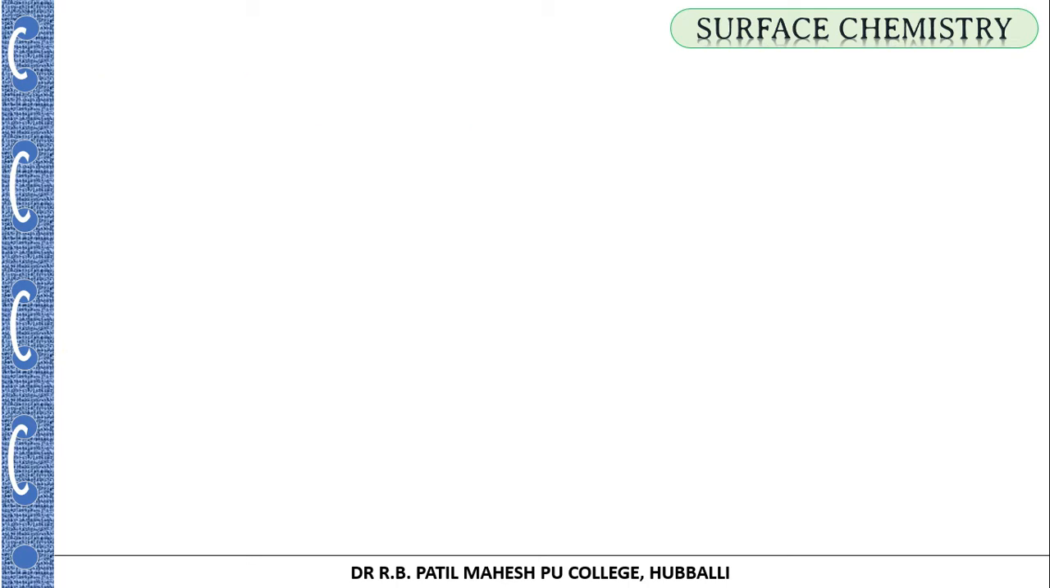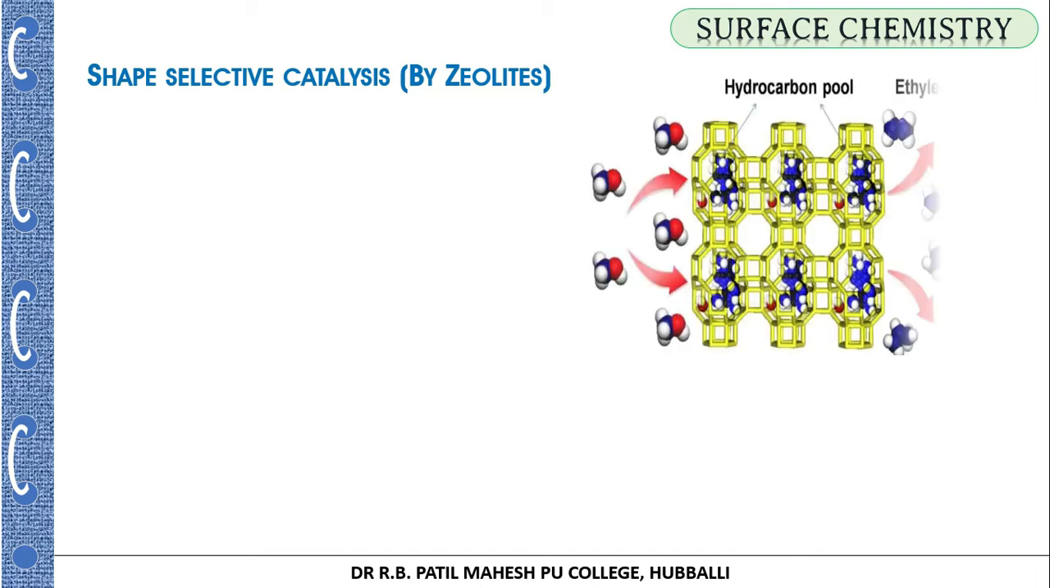Now let us see a very important concept, shape selective catalysis by zeolites. Students, as the name itself indicates, shape selective catalysis is a process in which the catalytic property depends upon the pore structure or pore size of the catalyst and the size of the reactant and product molecules. Is that clear? So let us see with an example.